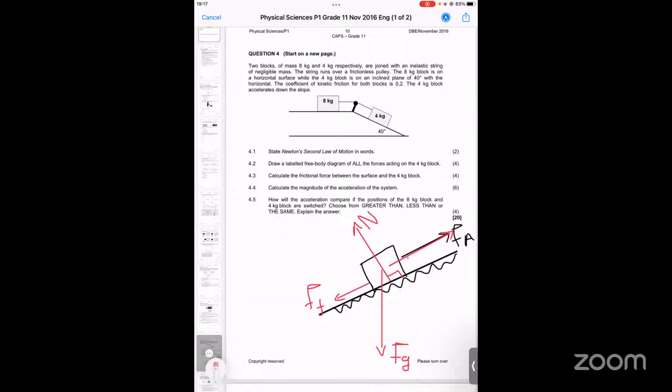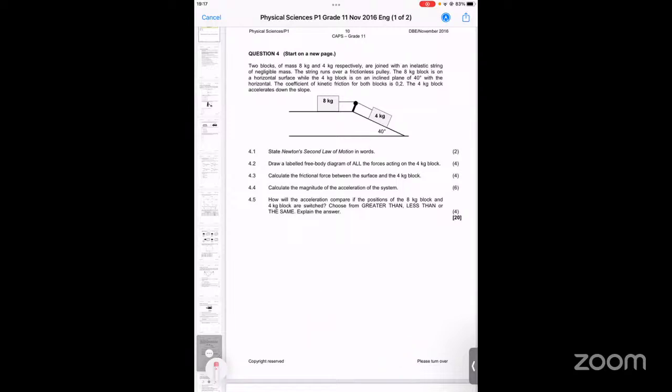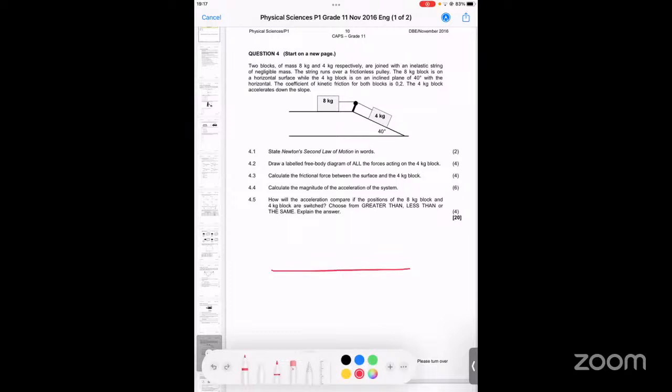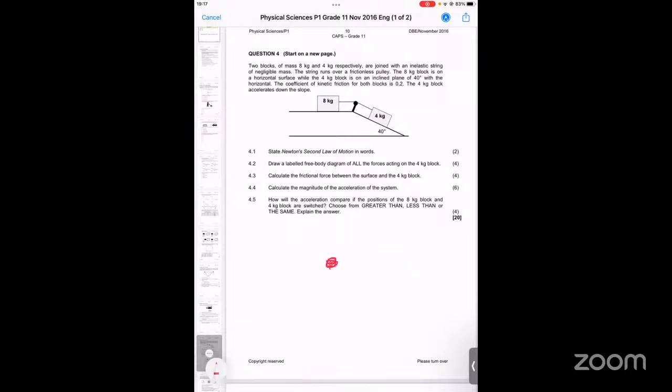So what I'm now going to do is draw a labeled free body diagram on the 8 kg, and then you will try again the one for the 4 kg. The 8 kg is obviously on a horizontal surface, so I'll just start with this one, which is always there, our FG, and then this one vertically up, which is our normal force. Then we will definitely have this one in that direction, which is going to be the tension.